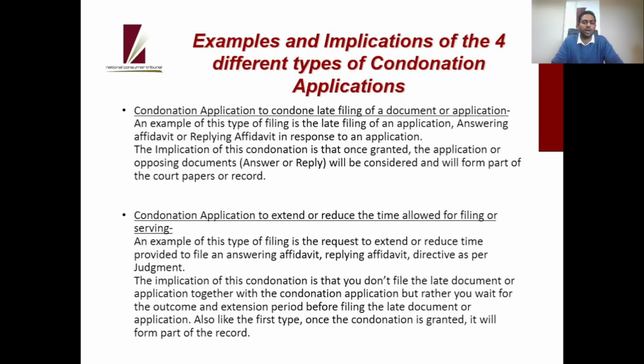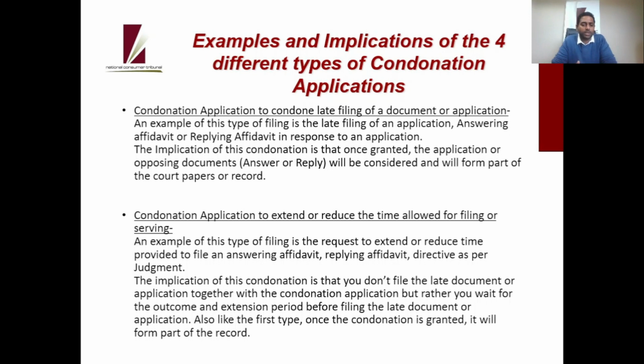So say for example, the application was filed with the tribunal about 25 days ago. And you as a respondent didn't have time to answer to that application, but you do want to in fact answer to that application. What you would do is you would file an application to condone. You'd attach your answering affidavit in that application to condone because you are asking for the late filing of an application. That is not the only way in which you can deal with this.